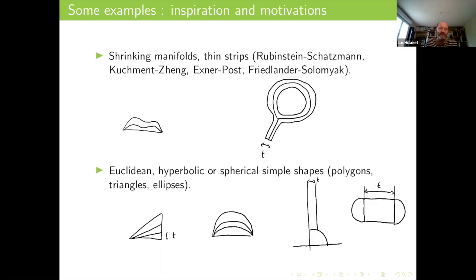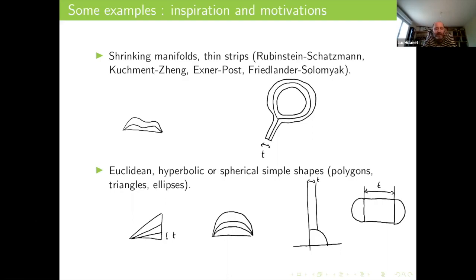The first one is something that has many names in the literature: shrinking manifolds or thin strips. These have been studied, for instance, by Rubinstein, Schatzman, Cushman-Zeng, Exner-Post, Friedlander, Solomyak, and many other people. What you see on the left is a domain obtained by scaling vertically a fixed profile, and on the right is maybe some graph that is thickened in R2. You want to study the behavior of the spectrum when t goes to 0.